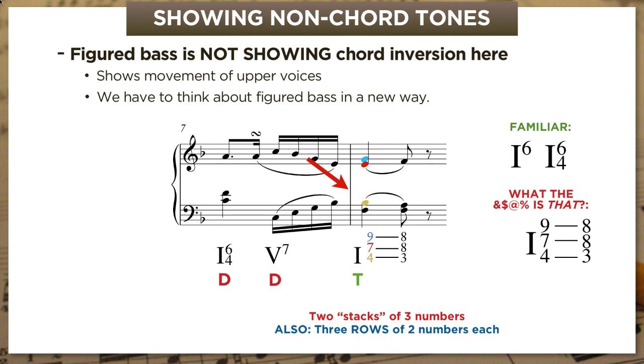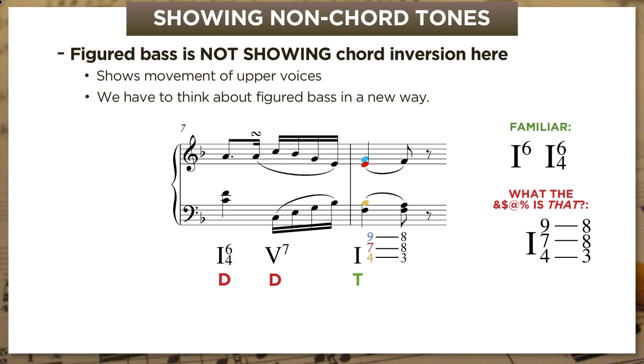And finally, the 4 corresponds to the B flat, the yellow note that's a fourth above the bass that moves to a third above the bass, the A natural. Now, I don't expect that this is going to be particularly hard to understand.